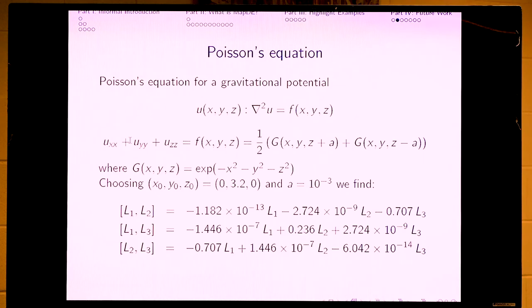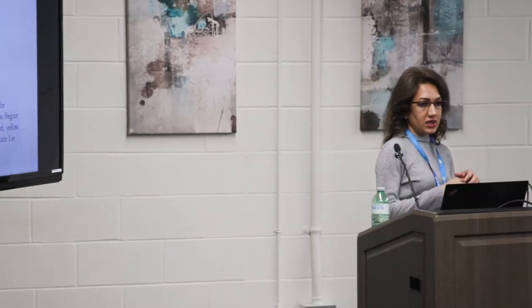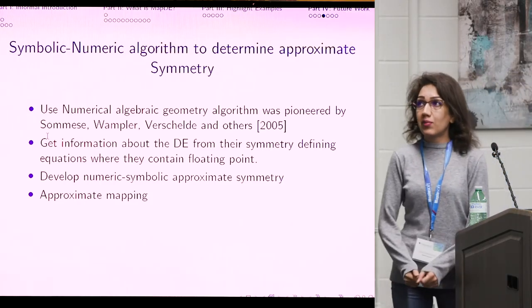And we have done, for example, the Poisson equation with a small parameter. This small parameter ruins the symmetry, and we will get different regions of the symmetry. You can see in this graph, the purple region has the symmetry of one, in the yellow part region the dimension of the Lie algebra is 3, and the red one shows the dimension of the Lie algebra is 11. So we will get different regions of the symmetry, so we can map the Poisson equation into a different equation, and this is part of the work of Greg and Tracy. They are working on the approximate symmetry.